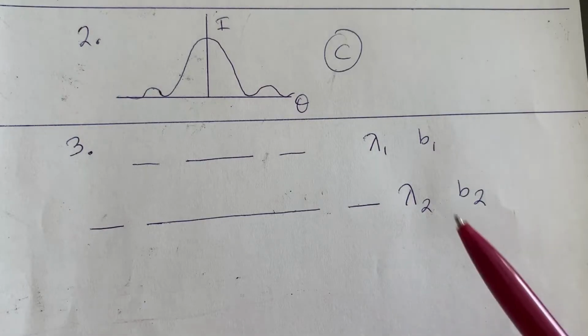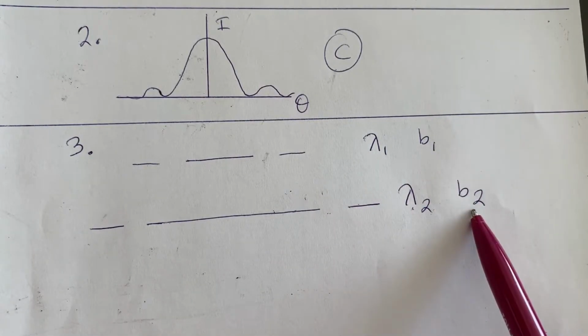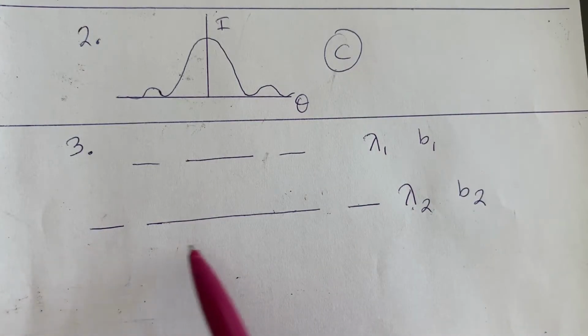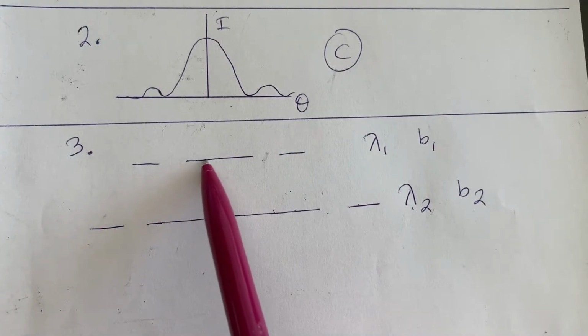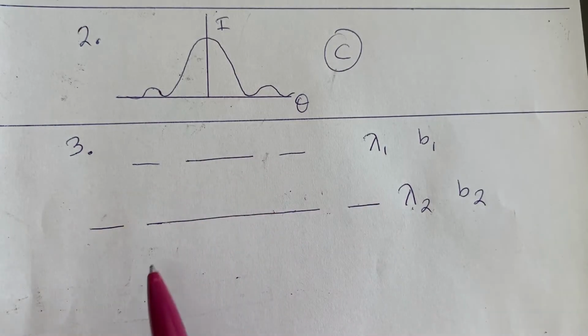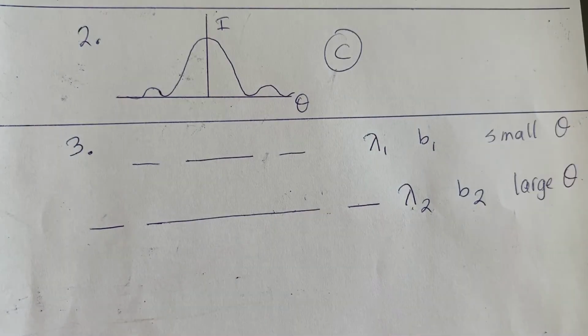Now, we don't know the relationship between the wavelengths. We don't know the relationship between the slit widths. All we do know is what the screen looks like. And this shows a smaller central bright, therefore a smaller angle for the top diagram, and a larger angle, so a larger central bright for the bottom diagram.